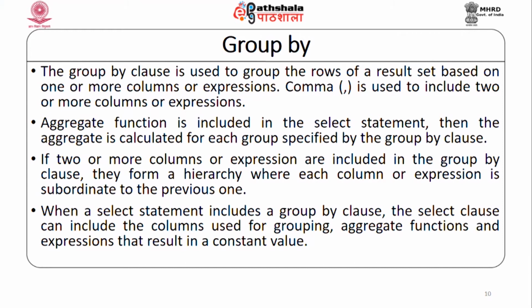The group by clause is used to group the rows of a result set based on a column. It can be one or more than one column. If there is more than one column, then a comma is used to separate them. Aggregate functions can be included in the select statement, and then the aggregate is calculated for each group specified in the group by clause. If two or more column expressions are included in a group by clause, then they form a hierarchy where each column or expression is subordinate to the previous one. And if a select statement includes a group by clause, then the select clause can include the columns used for grouping, aggregate functions, and expressions which result in a constant value.